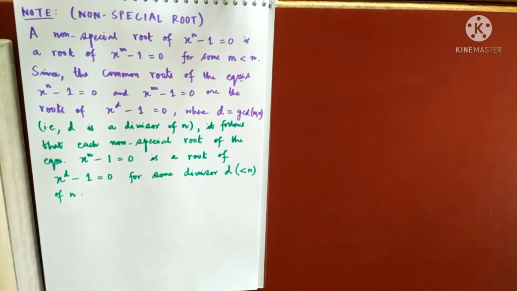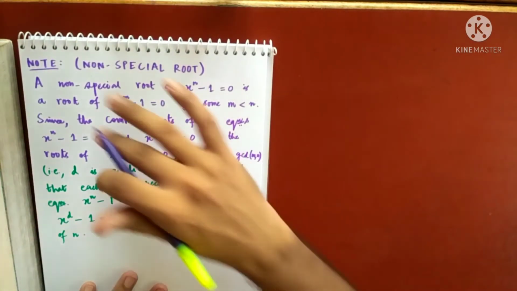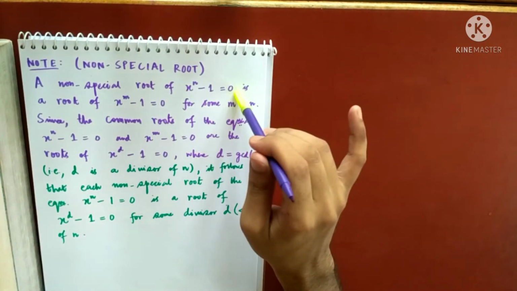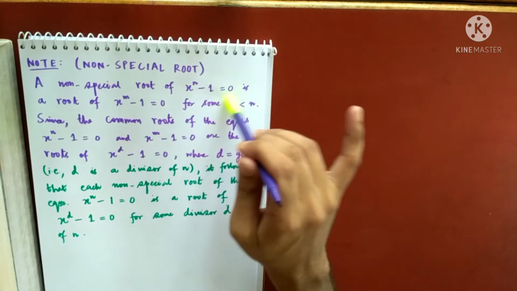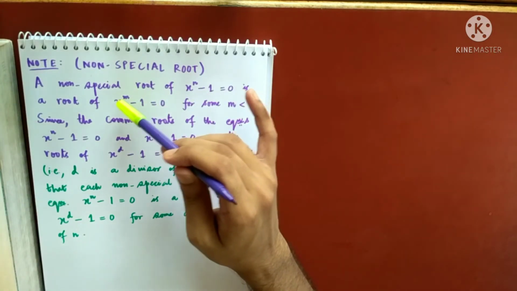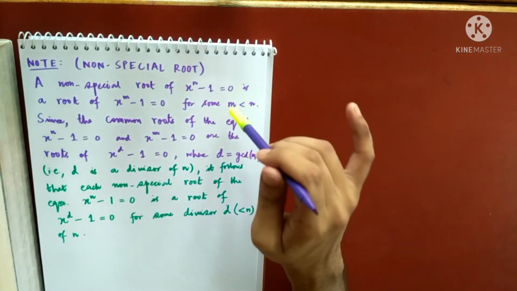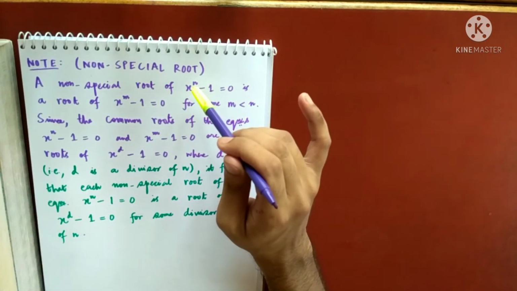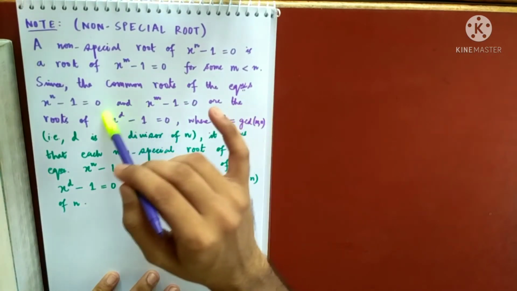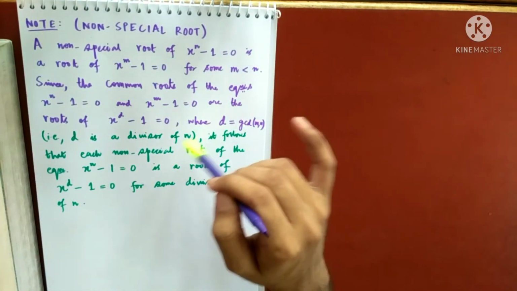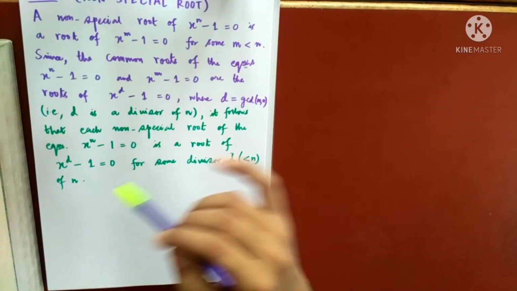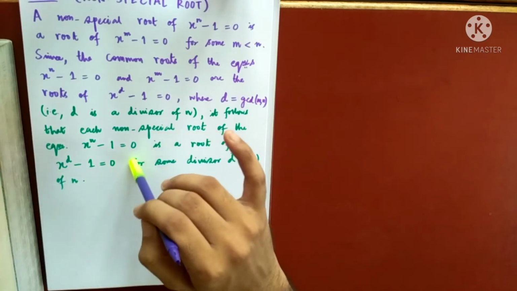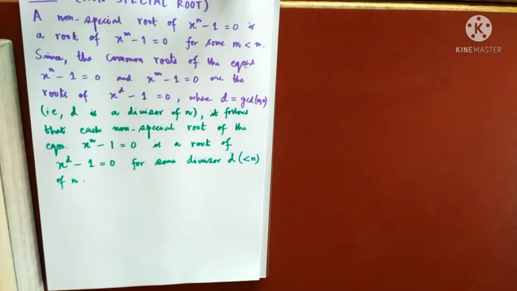So how will this help us? I'll tell you. What has this given us an idea about a non-special root of this? By definition, a non-special root will be the root of the equation x to the power m minus 1 equals to 0 for some m which is strictly less than n. So instead of checking this, what I understood is that common roots of these two are the roots of this equation. That means for every divisor d of n which is strictly less than n, the non-special roots are roots of this equation. I'll tell you the advantage of doing this.